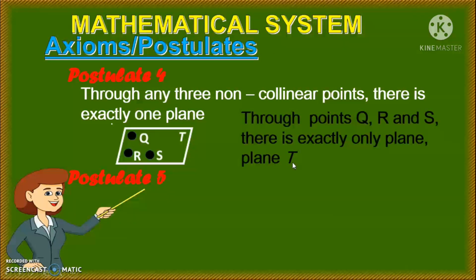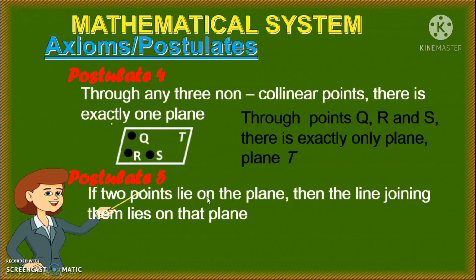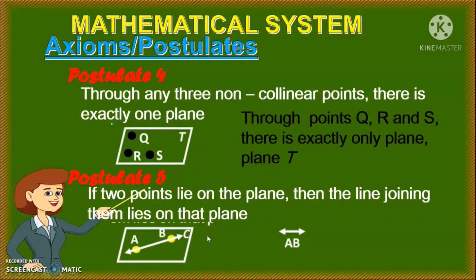Postulate 5: if 2 points lie on a plane, then the line joining them lies on that plane. Of course, kung meron tayong dalawang points sa loob ng plane, syempre yung line niya nandun din sa loob ng plane. So, line AB lies in plane C.